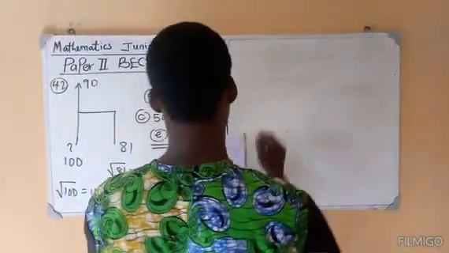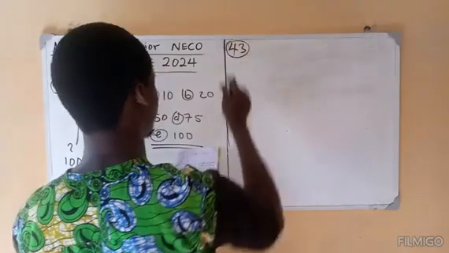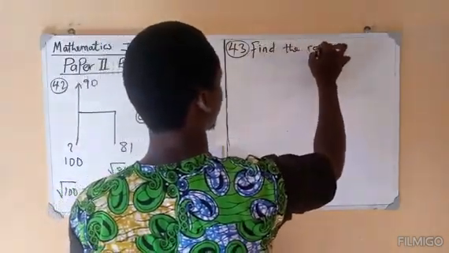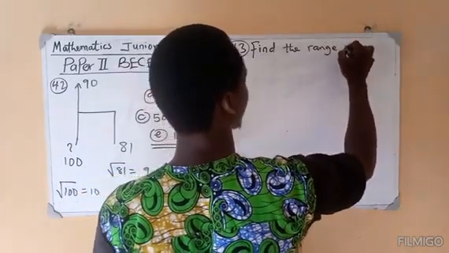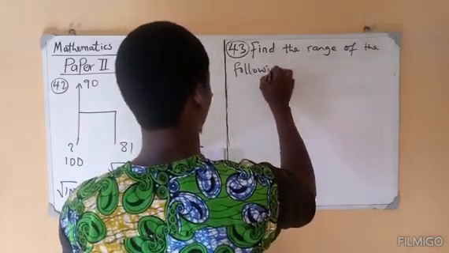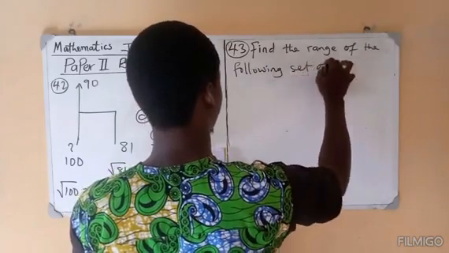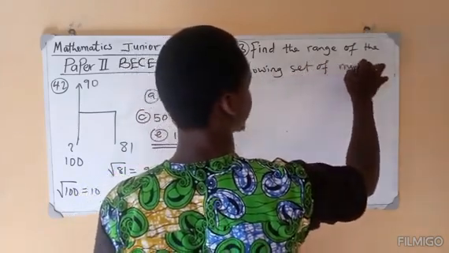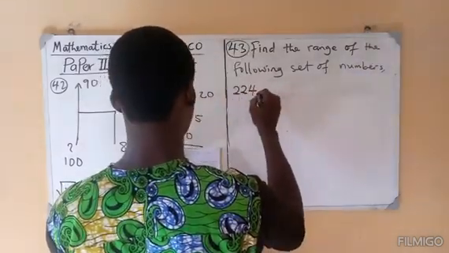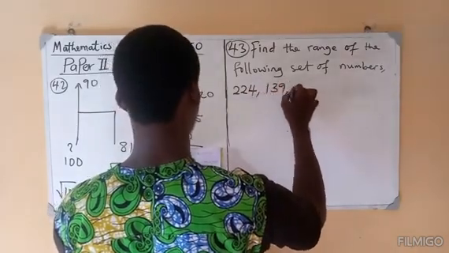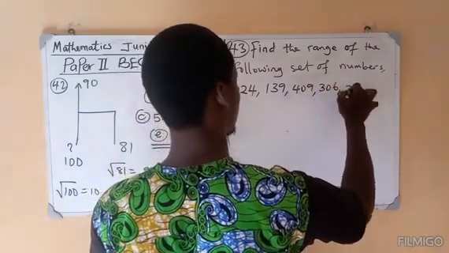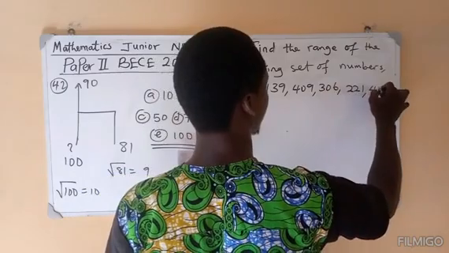So we have question number 43. It says, find the range of the following set of numbers. So we have 224, 139, 409, 306, 221, and 401.